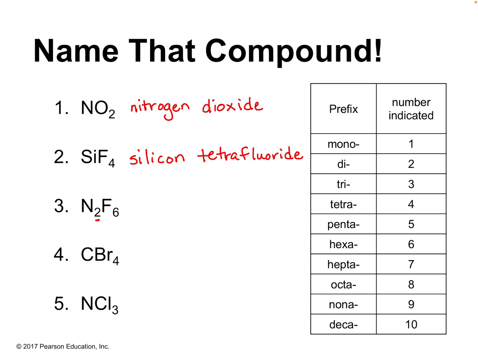Okay, and then now there's 2 nitrogens here. So we do need a prefix because there's more than one. So this will be dinitrogen. And then there are 6 fluorines. So that's hexafluoride.